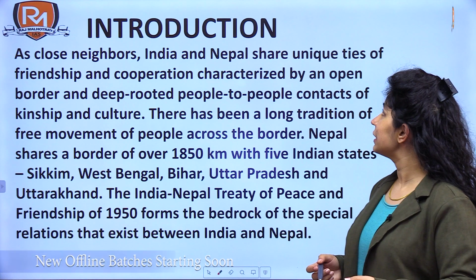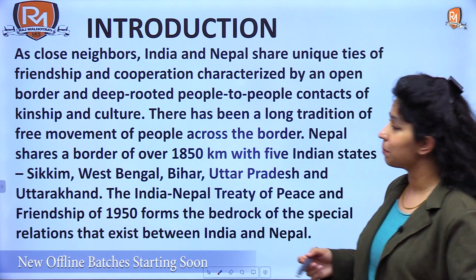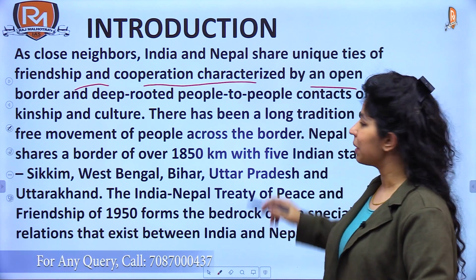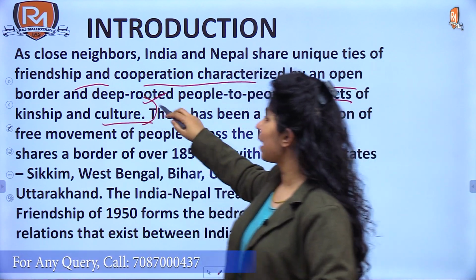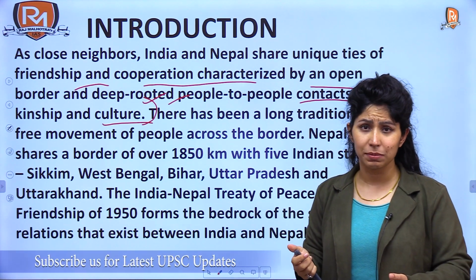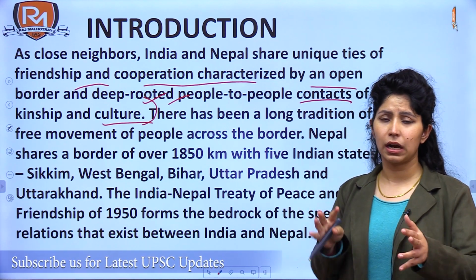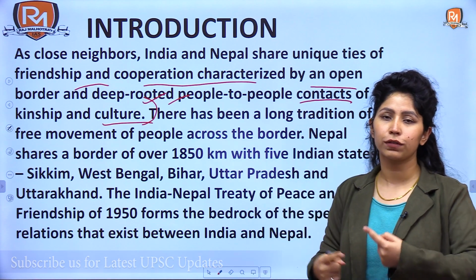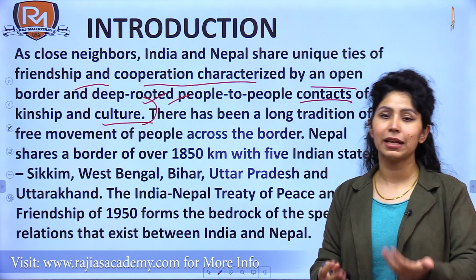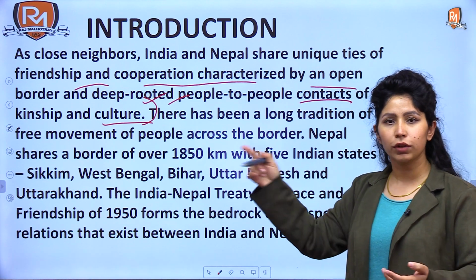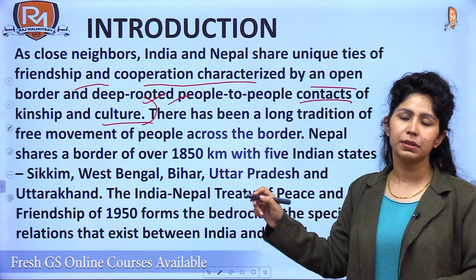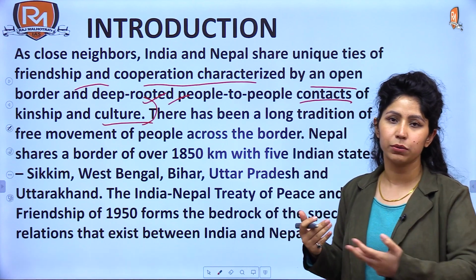So as close neighbors, India and Nepal share unique ties of friendship and cooperation, characterized by an open border and deep-rooted people-to-people contacts of kinship and culture. So this is a direct statement from the MEA, Ministry of External Affairs website. There's a PDF lying there regarding India-Nepal relations. So definitely a lot of students would be using this. I recommend that you paraphrase this, because if you're writing mains with other students together, a lot of students would be starting with this line exactly. So add some creativity to it, paraphrase it, and then use this line.